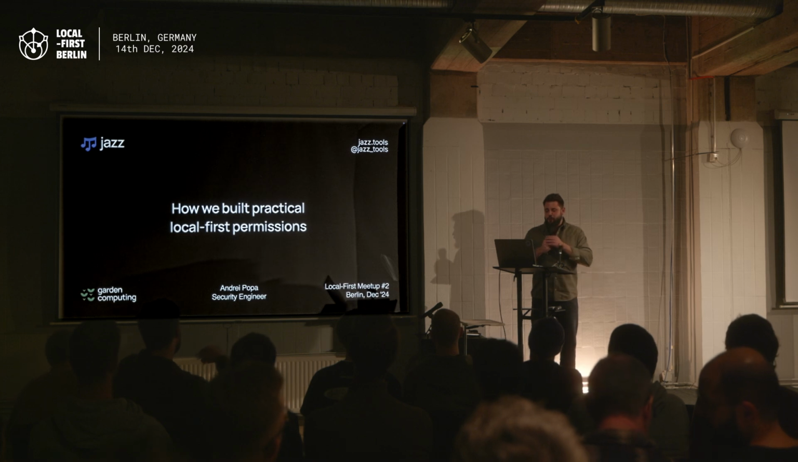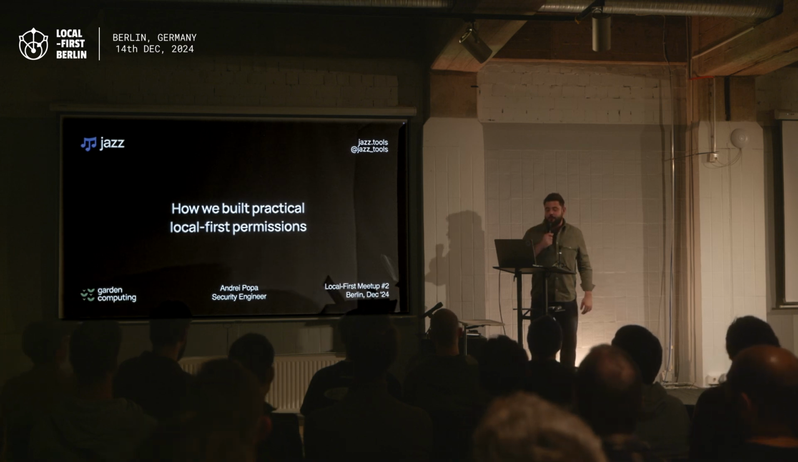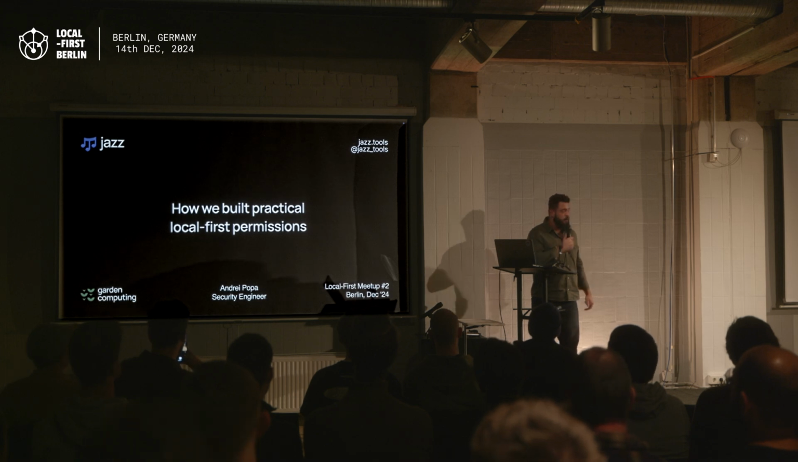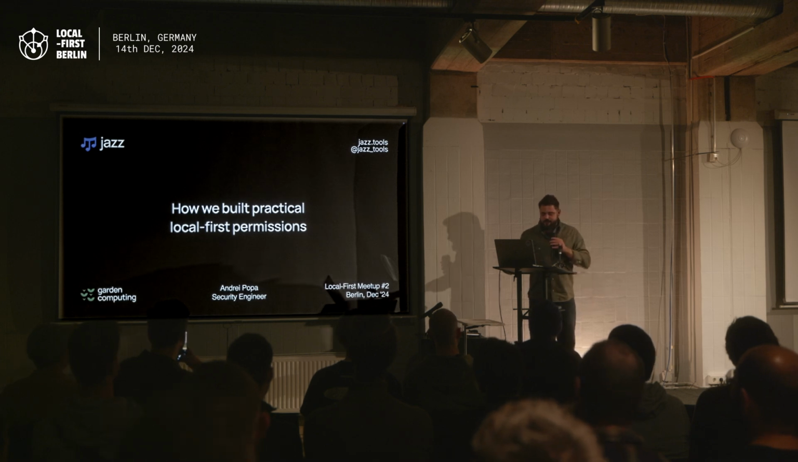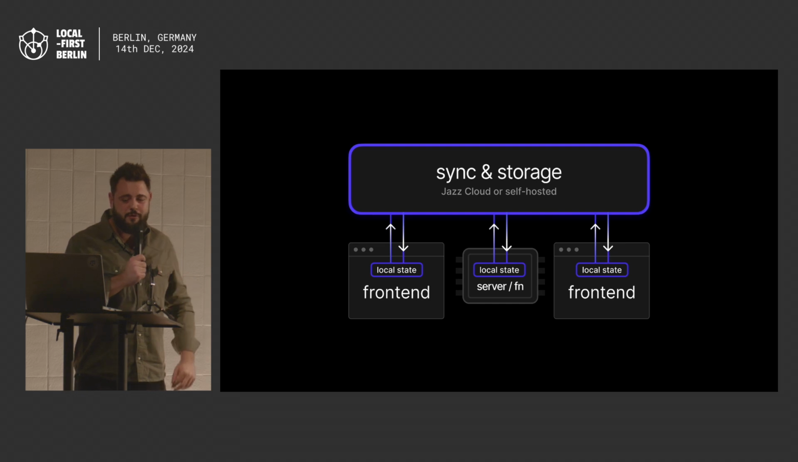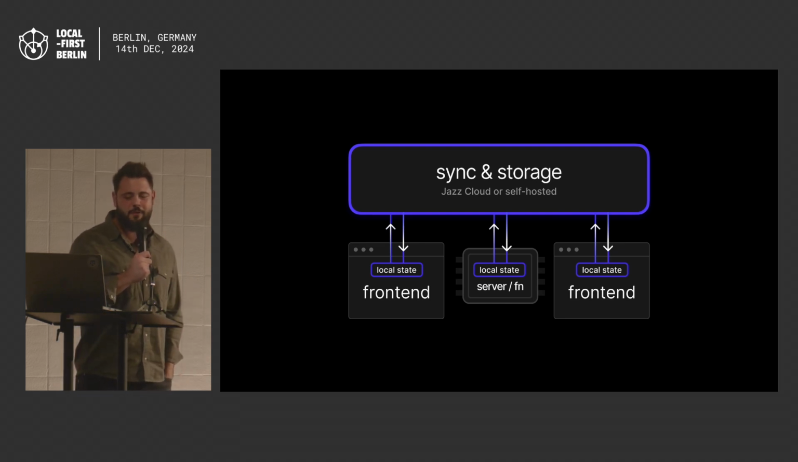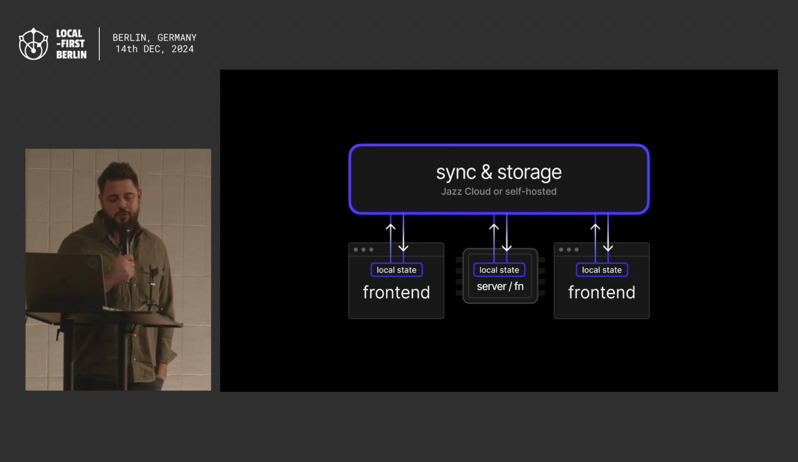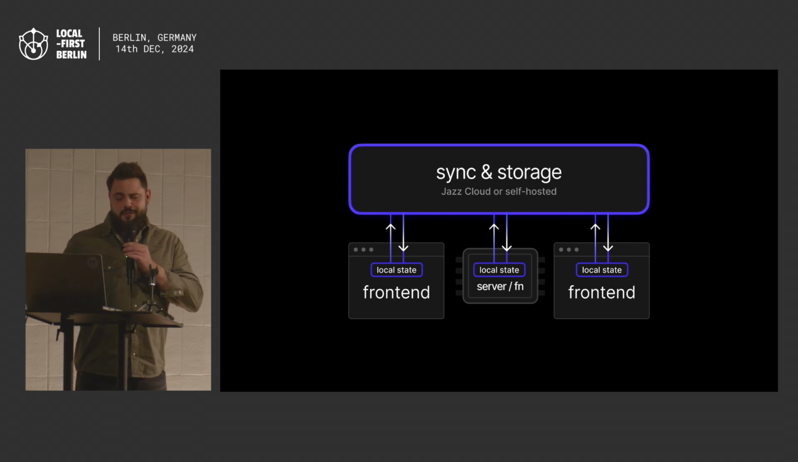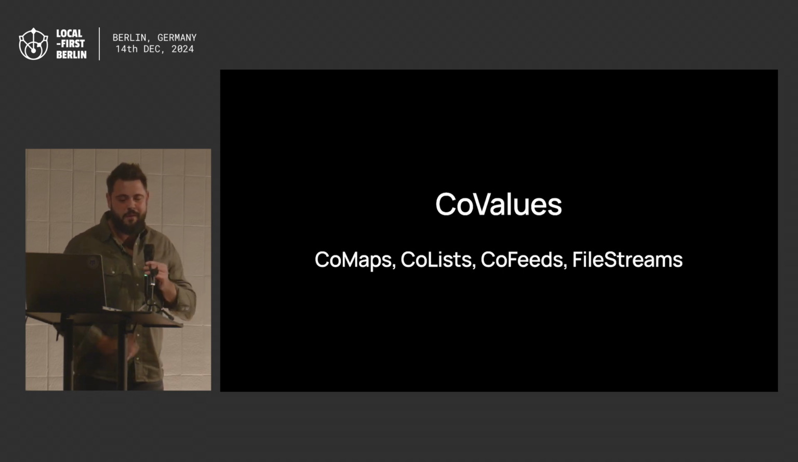Today, I'll show you how we tackle the challenge of creating practical local-first permissions in Jazz, our framework for building local-first apps. Jazz is open source, and most importantly, very batteries included, giving you not only shared state with instant updates, but also permissions, auth, file uploads, and more. Plus sync and cloud storage is completely solved for you, easily self-hostable or zero setup with Jazz Cloud.